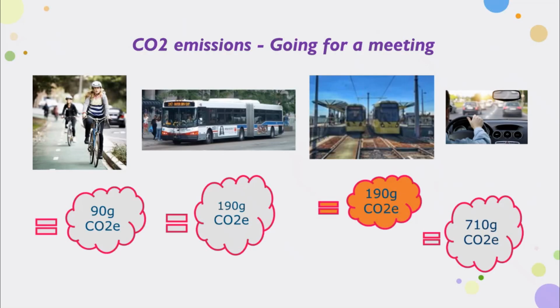You can see the difference between public transport and a taxi or an individual car as well. So you could probably equate that amount of energy being used for going for a meeting. Now it depends on the distance, of course, as well. But you can see that the bike, of course, uses less energy, less emissions than the bus and the tram and your taxi.